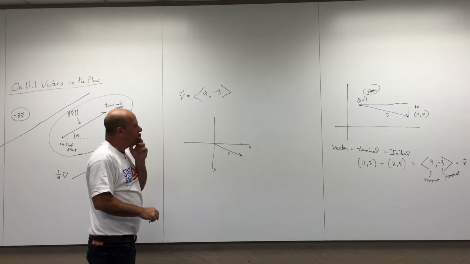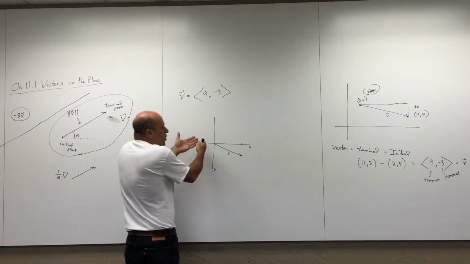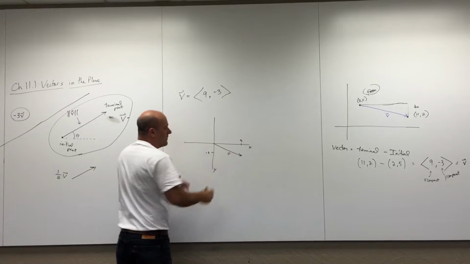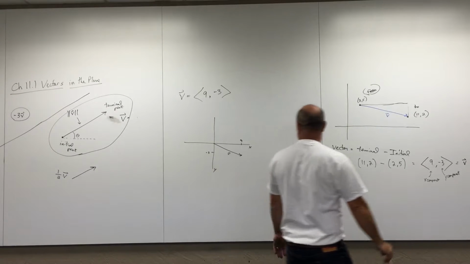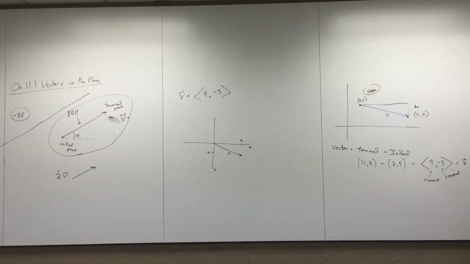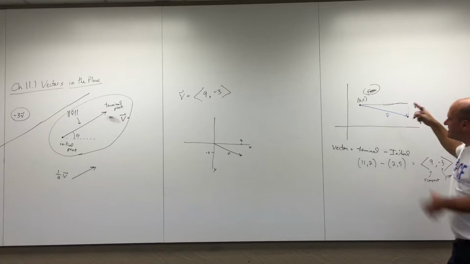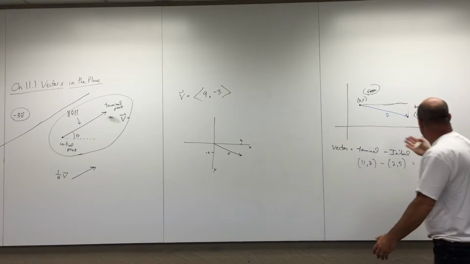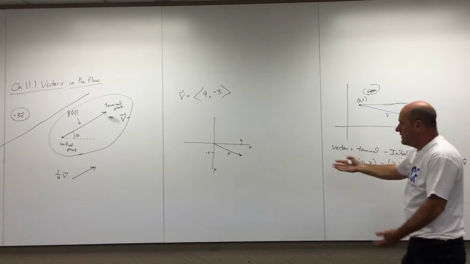But wait a minute. So we draw him at the origin. We go over 9 and down 3. And here's a beautiful picture of him. That's also 9, -3. It's the same vector, too, by the way. I don't want to call him something else. If he's the vector 9, -3, that's what he is.